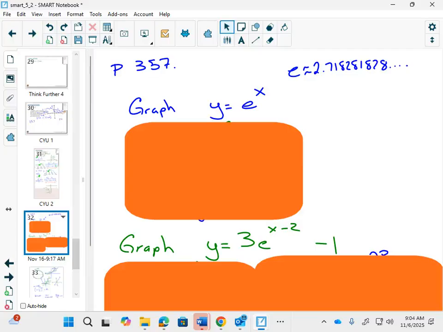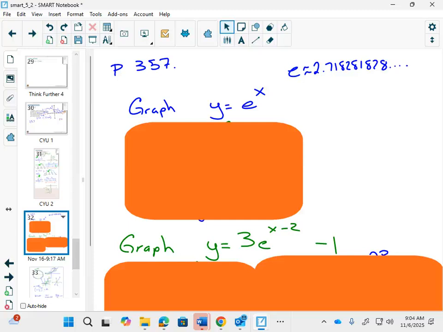I just need you to find it so you don't feel like this is another thing that Mr. JR is just making up in the middle of class. It's actually a number. It's a very important number for calculus, and will be a very important number for this unit in logarithms.